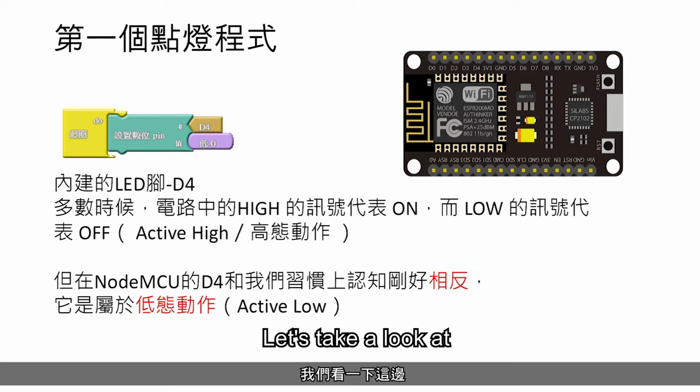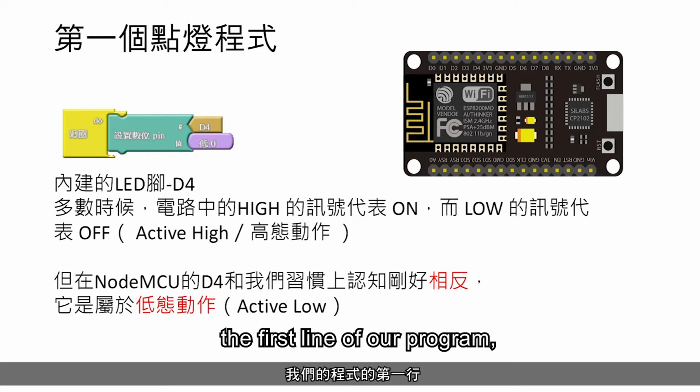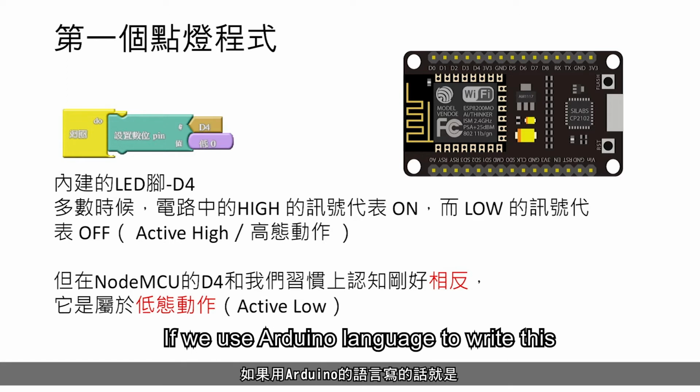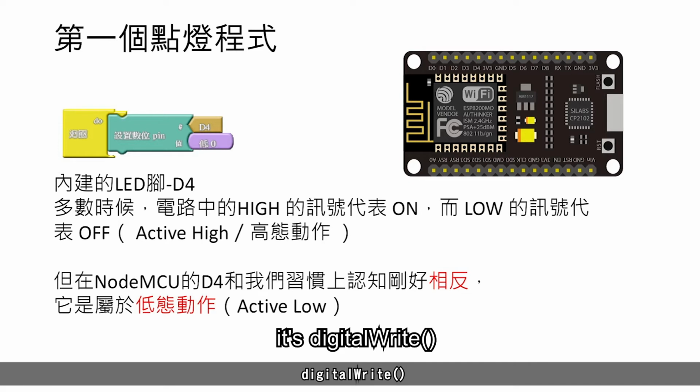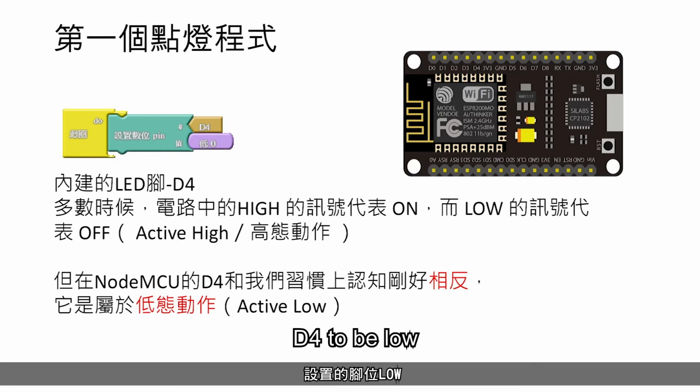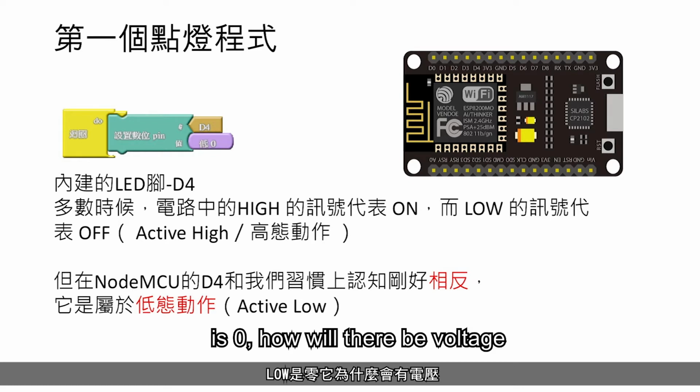Let's take a look at the first line of our program. The first program of the loop is for digital pin setup. Setup means it's for output. If we use Arduino language to write this, it's digital write, which is an output command. We set the pin D4 to low. We want to light it up. You may say low is 0. How will there be voltage and light up?